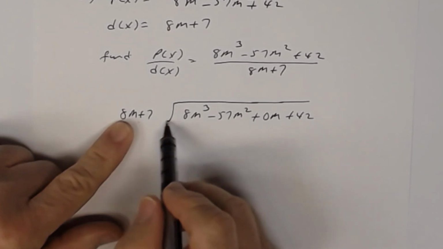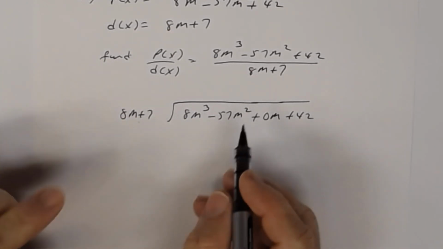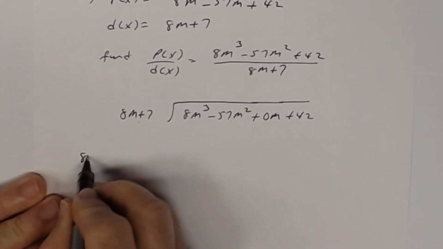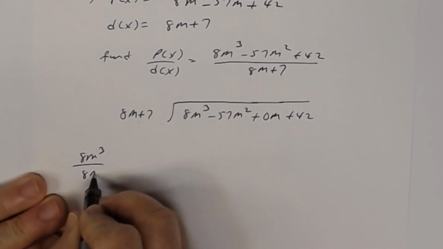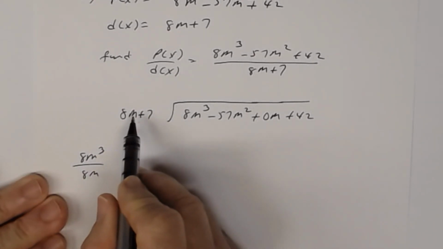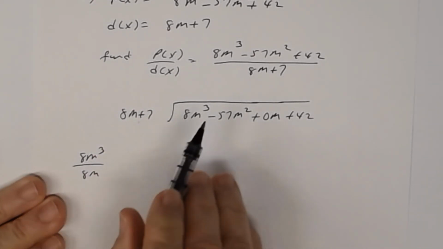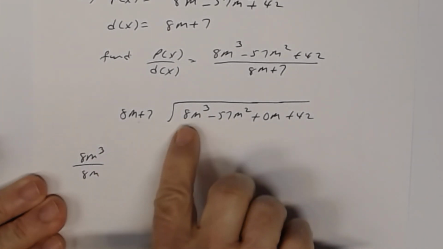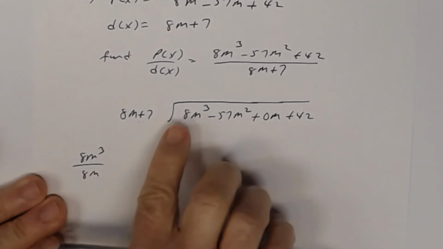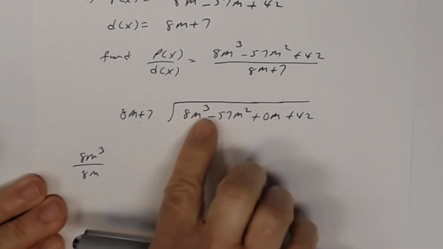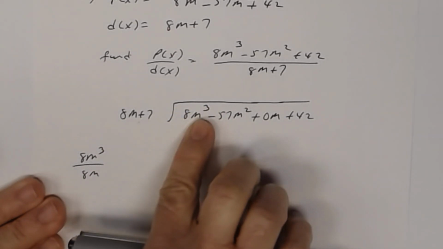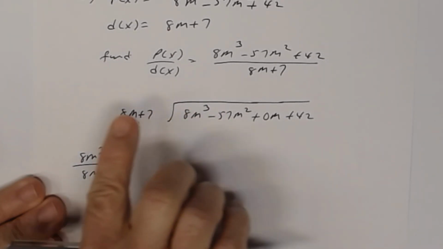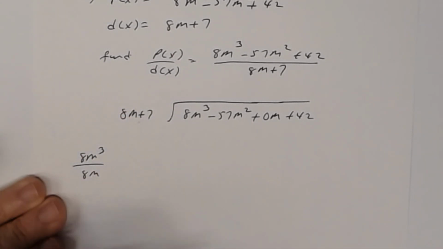So 8m will go into 8m cubed how many times? Basically you're saying 8m cubed divided by 8m. You take the first term here and divide by the first term there. Remember, the reason we're doing first divided by first is because it's already in descending order. You're taking the term with the largest exponent here and dividing it by the term with the largest exponent there. So first divided by first. That's why we always say put it in descending order.